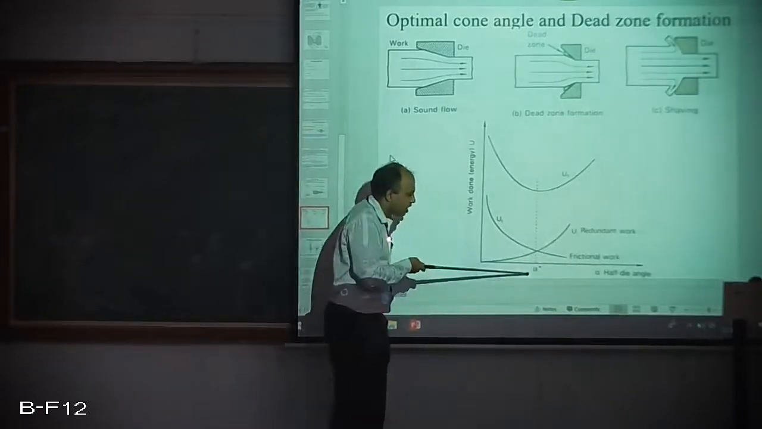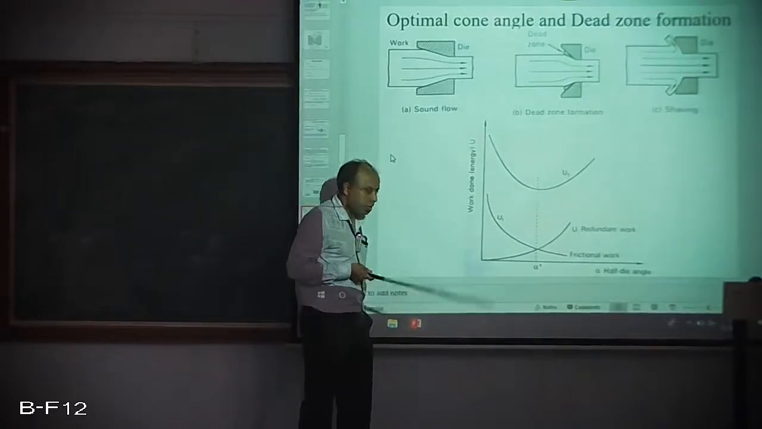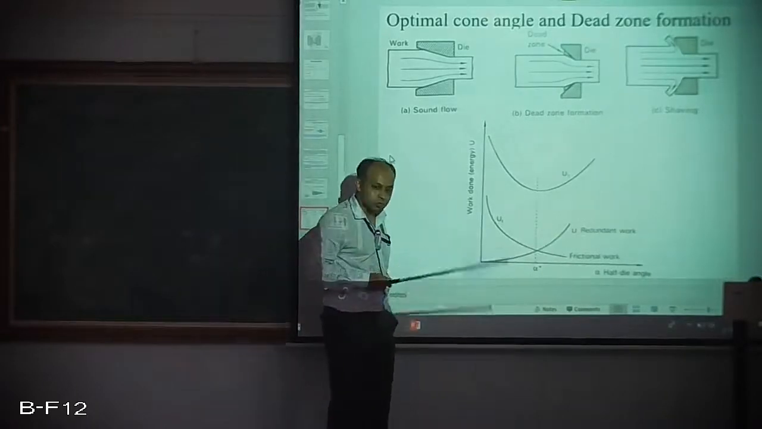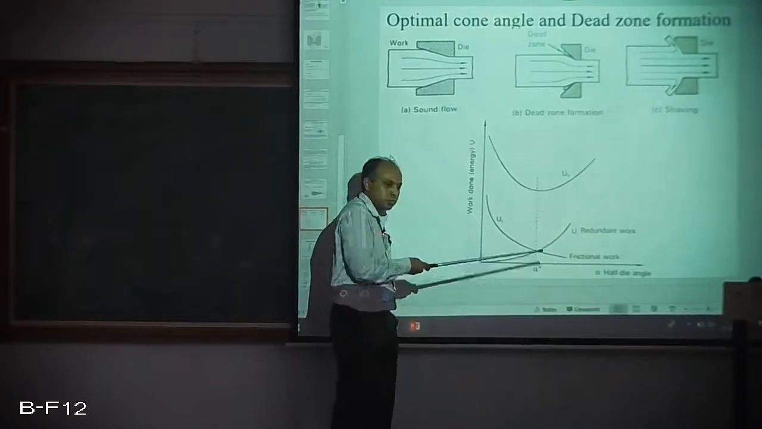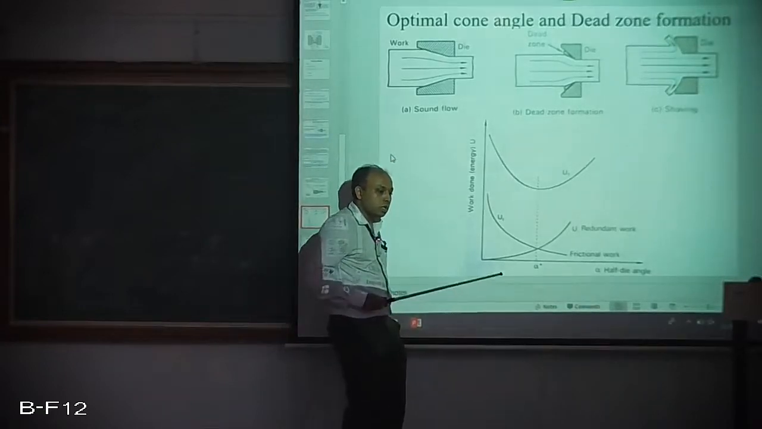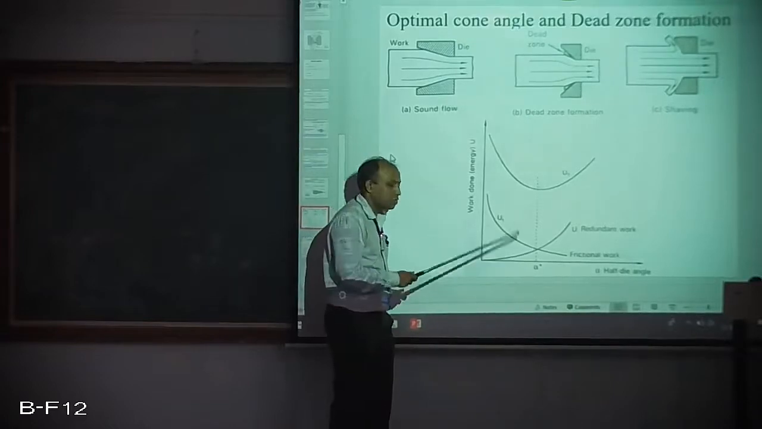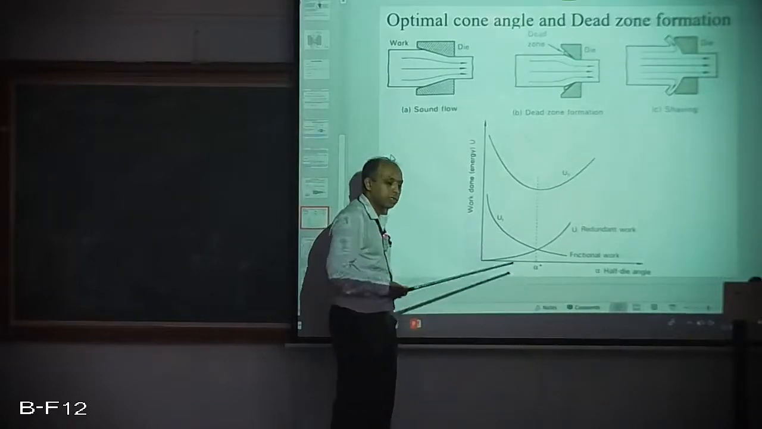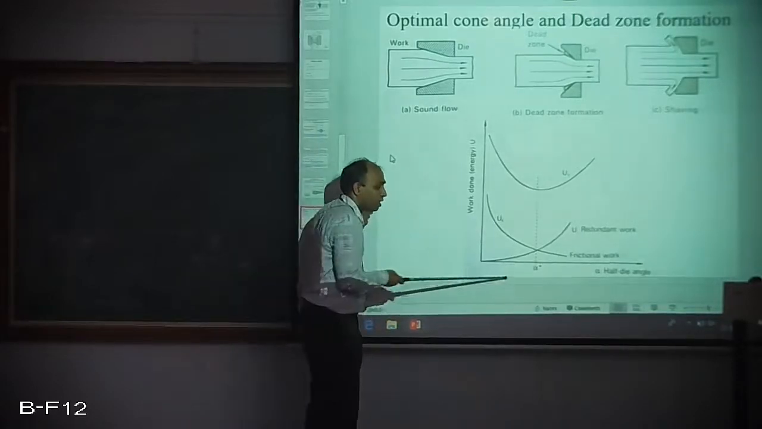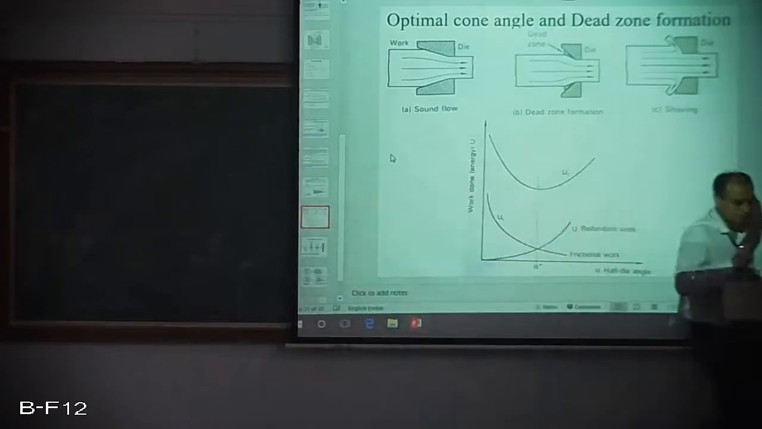What will happen if die angle is on the lower side? Frictional work will be more. And what will happen if die angle is on the higher side? Redundant work will be more. So there is some optimum range. It depends on what material you are drawing, what size you are drawing, what step reduction you are doing, means what cross-sectional reduction you are doing. It depends on all those things. You need to compute, then you will be getting the exact value for this minimum work. So that's why this particular variable, the die angle, is very, very important.